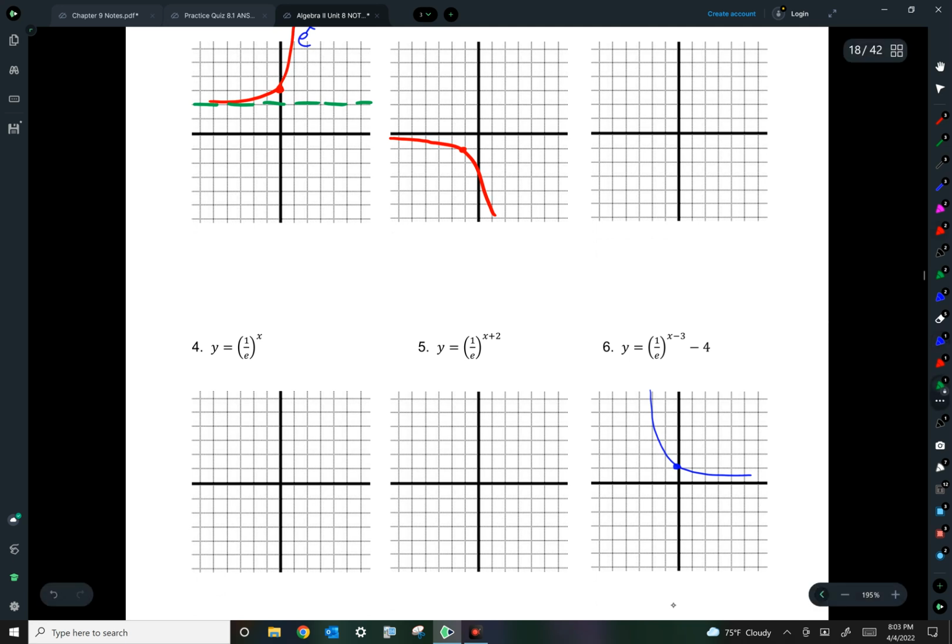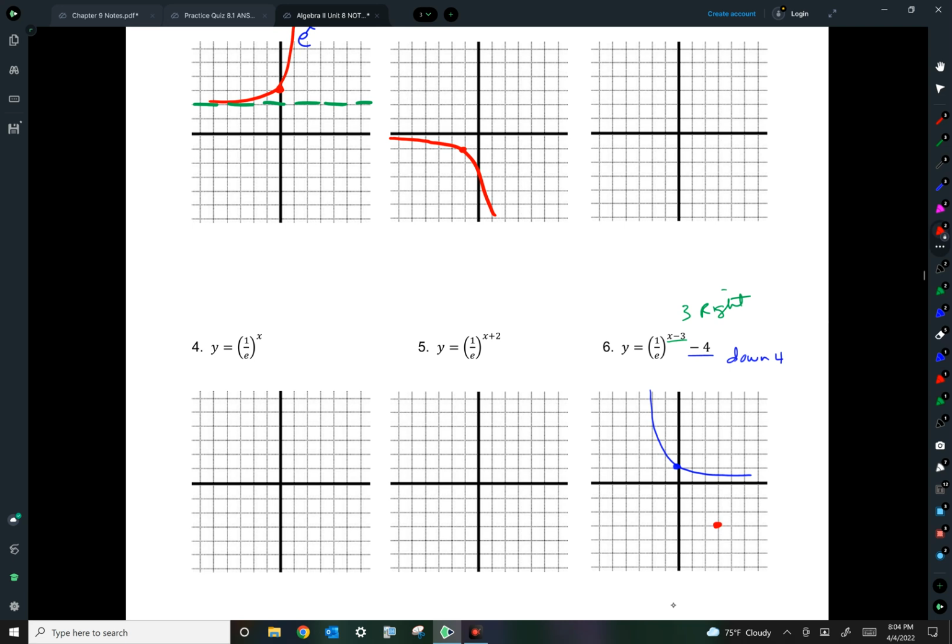And then the -3 up here is going to move it 3 to the right. And then this -4 right here is going to move it down 4. Okay, so I'm going to move that point 3 to the right. 1, 2, 3. And then down 4. 1, 2, 3, 4. So it's going to land right there.